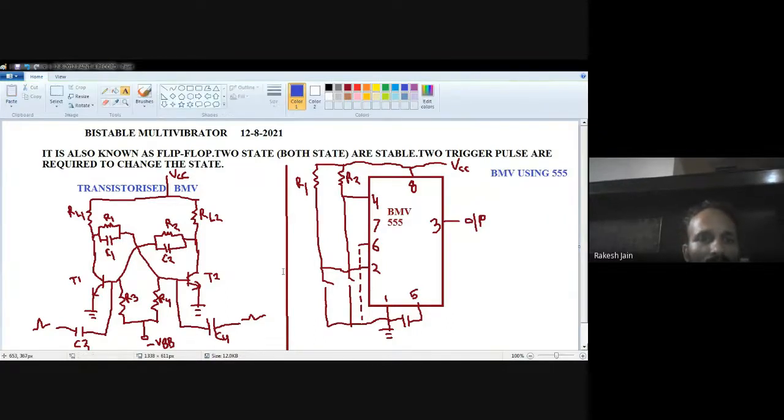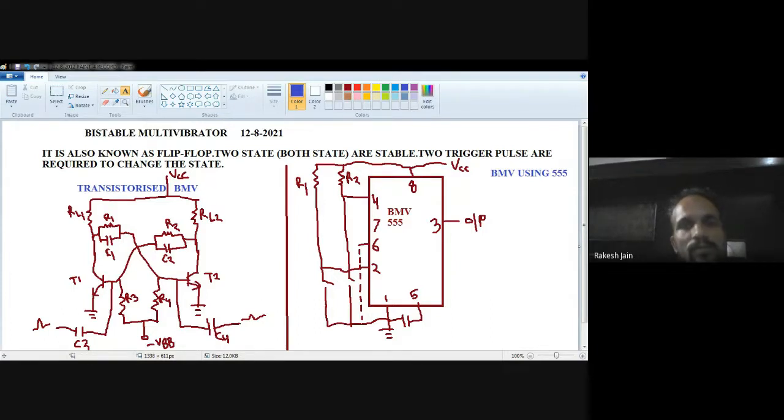So dear students, I hope you understand the basic differences between the astable multivibrator, monostable multivibrator and bistable multivibrator in terms of their definition, their other names, their circuit diagram, transistorized diagram, 555 timer IC diagram, their pulse width, and their applications.